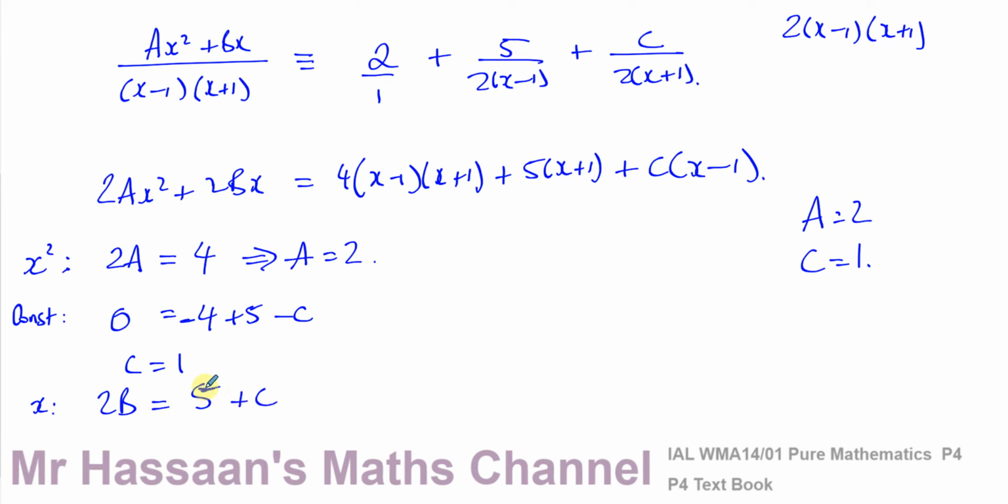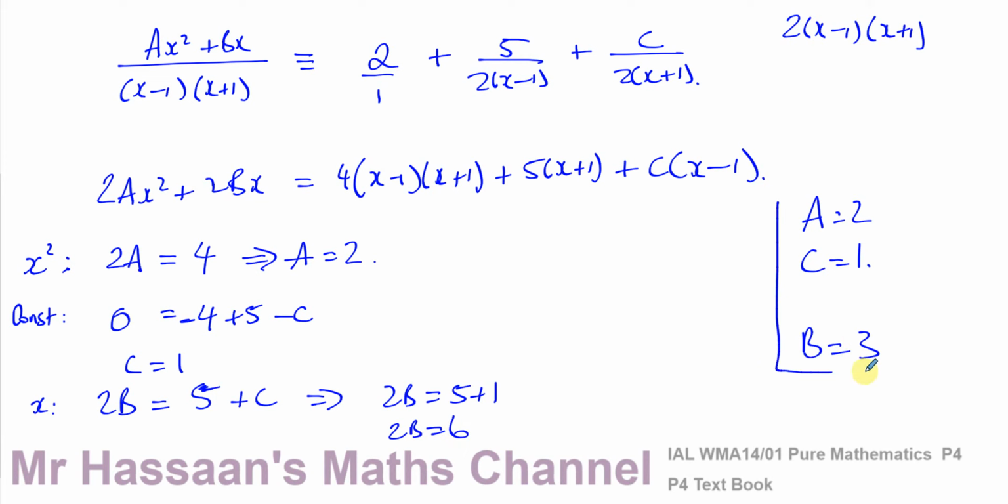We already know what c is. c is equal to 1. So we can say 2b is equal to 5 plus 1, which is 6. So 2b is equal to 6, so we can say b is equal to 3. And there we have the answer to that question.